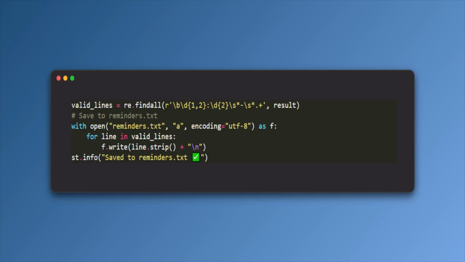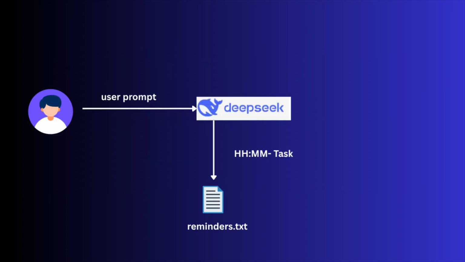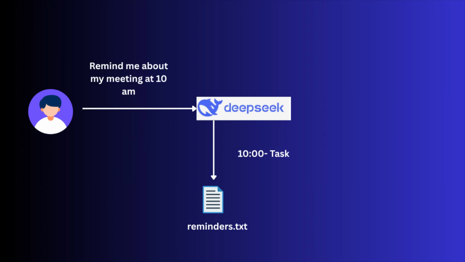Now we have to insert all of this reminder data with the task into the text file, which is the remainder.txt file. So the text file will look like this. What we are going to do in the application is get the user input, extract the relevant information and save it into the text file. For example, if the user gives a prompt like "remind me about the meeting at 10 a.m.", we need to extract that time in the format HHMM with the task and add it into the text file.